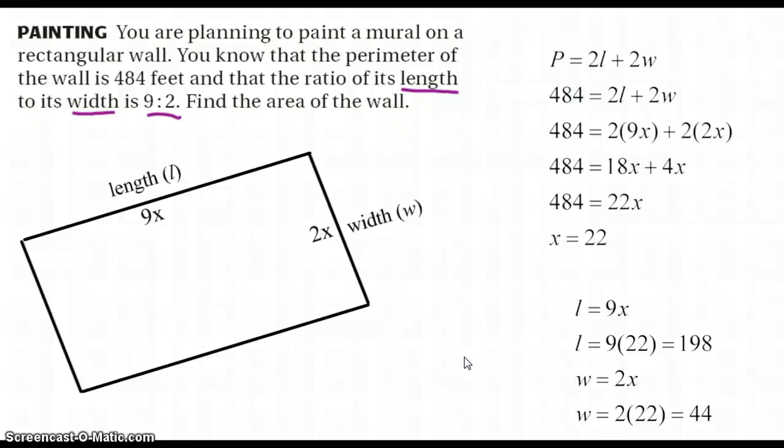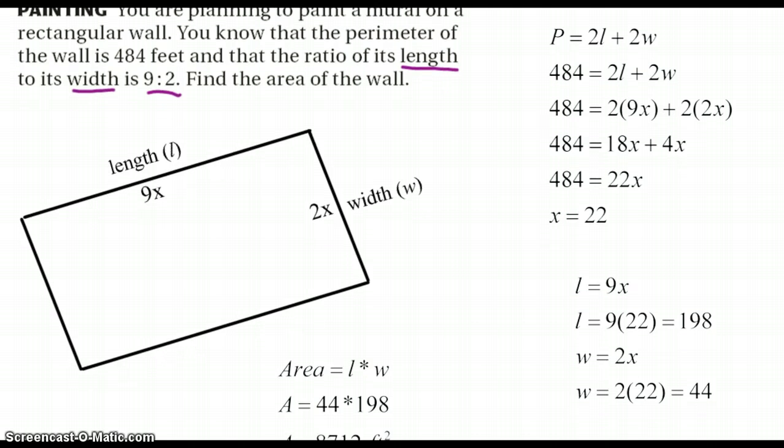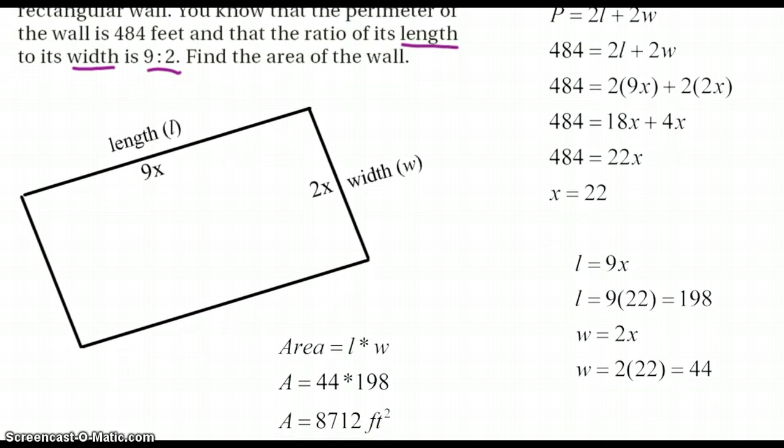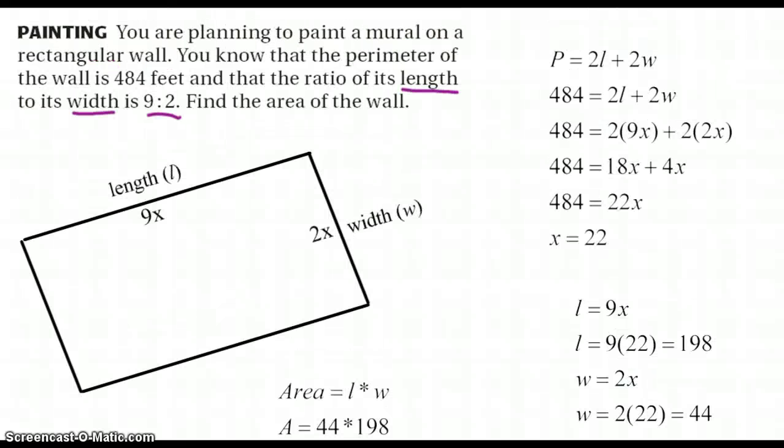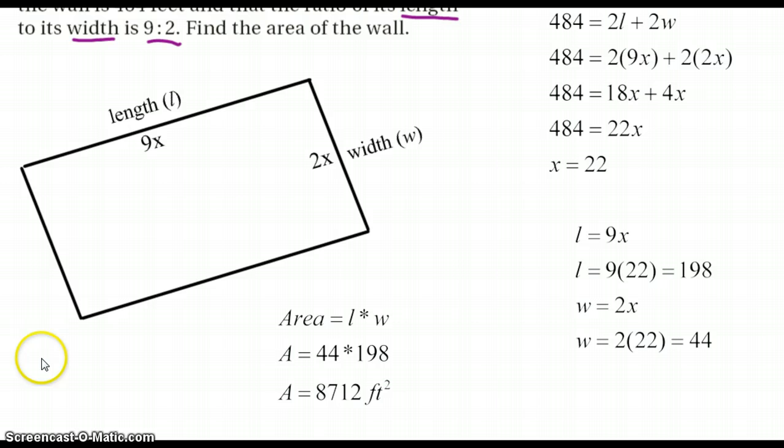And I'm telling you, you'll get it wrong if you mix up length and width, which all comes from our original problem, that length to width is 9 to 2. This problem goes on to ask you to find the area of the wall. Well, if you can recall, area is length times width, and therefore we just need to take 44 times 198, and our final answer is 8,712 square feet. How did I get feet? It was up here in the problem, so that's how we know the final answer is in feet. So the final answer is 8,712 feet.